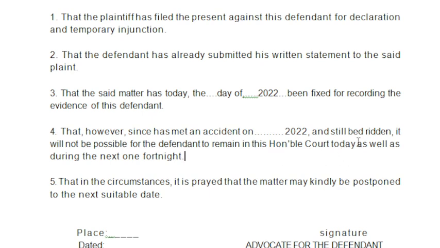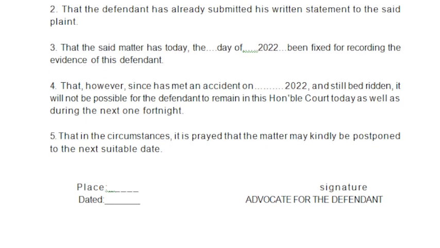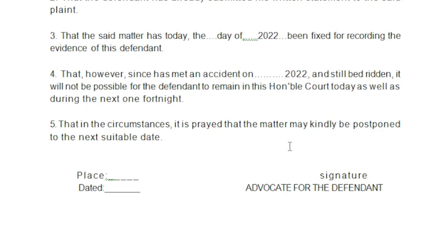Alright, as well as during the next one fortnight. You can also mention some other period, like 1 month, 2 months, 3 months. You can also mention that bed rest has been given for a certain period of time, and for that you are seeking adjournment. Now the fifth point is, in the circumstances as discussed above, it is prayed, you are requesting the court, to provide you the next suitable date of hearing at which you can appear.